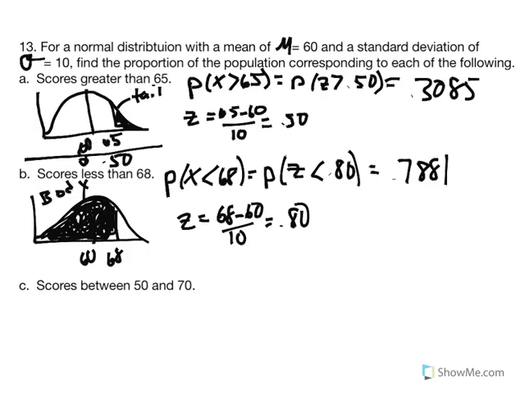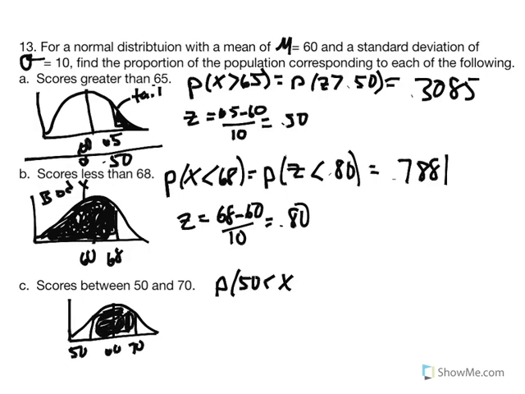All right, finally, the last one. We have a distribution with the mean of 60 in the middle, a score of 50 to the left and a score of 70 to the right. Our interest lies in the proportion of scores between 50 and 70, or the probability of obtaining a score between 50 and 70 in this distribution. So our probability statement reads: what's the probability of obtaining an x value that's greater than 50 yet less than 70?